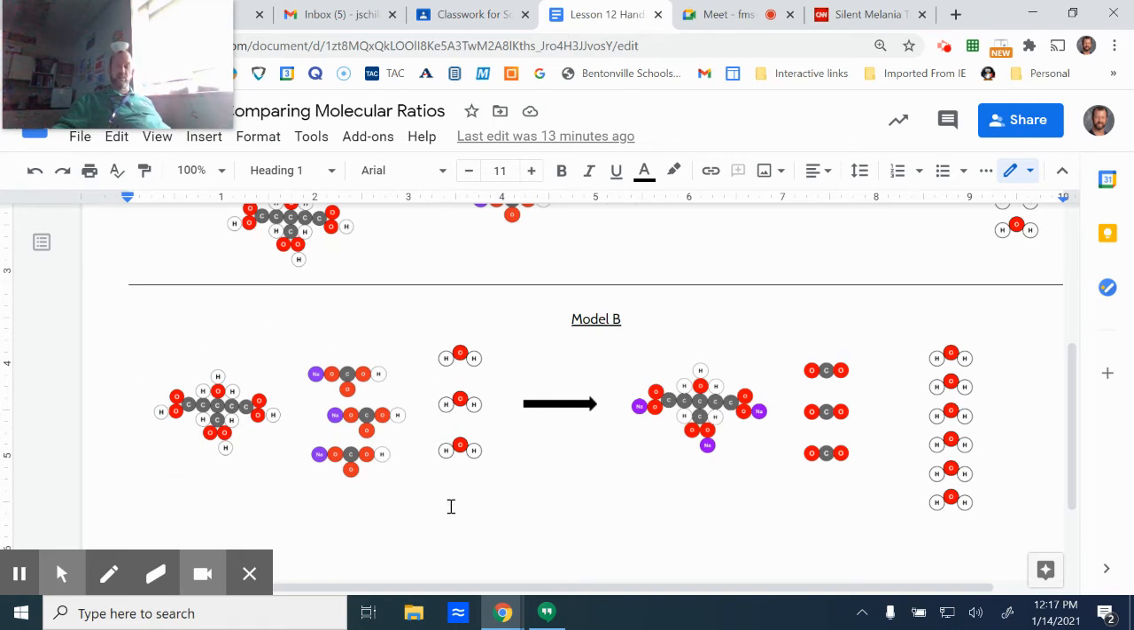Whatever I start with, however many atoms I have at the start of a reaction, after the reaction occurs, I must have just as many. This is called the reactant side. This is called the product side. The number of atoms must equal each other on either side of the yield, of either side of the chemical equation. Does that make sense?